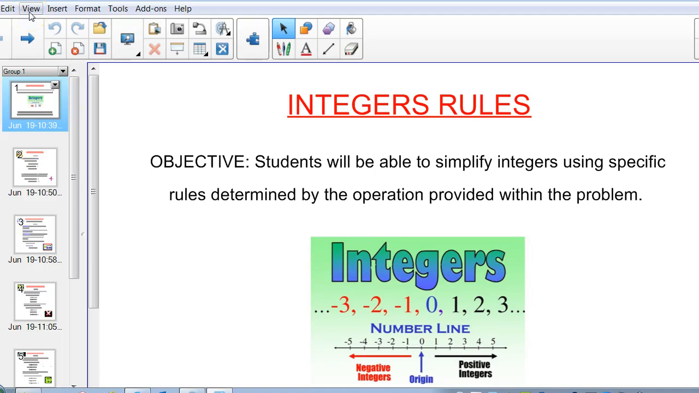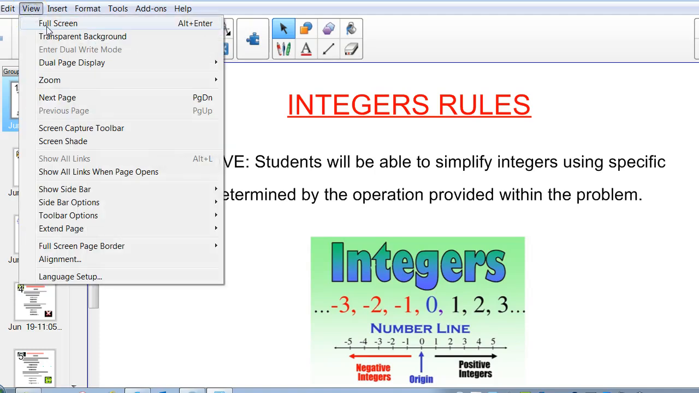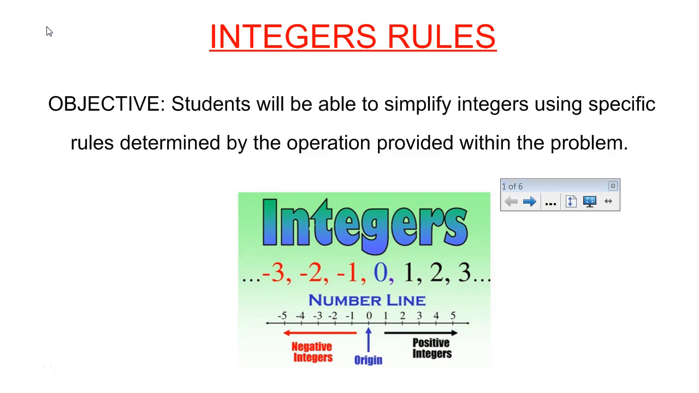Alrighty, boys and girls, today we are going to do our integer rules. This is going to be for our 7th grade pre-AP class. So your objectives: students will be able to simplify integers using specific rules determined by operations provided within a problem.